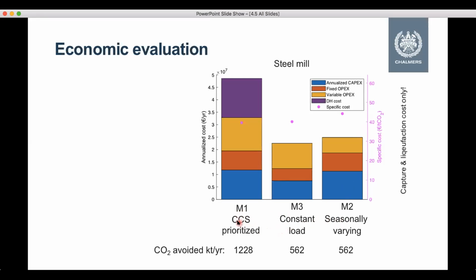The first case here is where we sent all the excess heat to CCS and there was no district heating delivery. What we see is we can have quite a large amount of CO2 avoided. We receive a specific cost of roughly 40 euros per ton CO2 avoided. What is interesting then, if we can maintain district heating in case M3 and M2 here, is that we achieved roughly the same specific cost, the same order of magnitude.